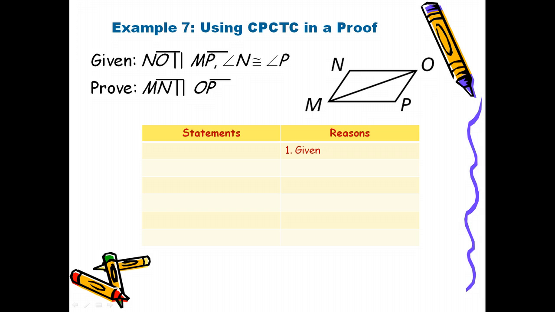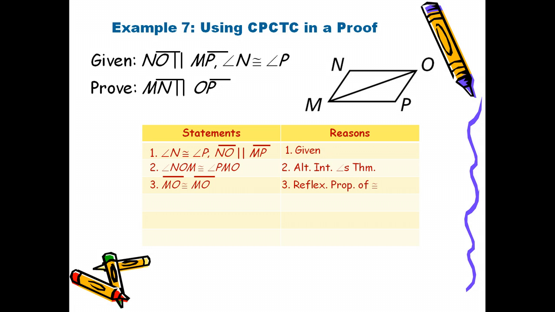Given that NO is parallel to MP and angle N is congruent to angle P, we want to prove that MN is parallel to OP. Our first thing will be that angle N is congruent to angle P and NO is parallel to MP. This is given. Next, we can say that angle NOM is congruent to angle PMO by the alternate interior angles theorem. MO is congruent to itself by the reflexive property of congruence.